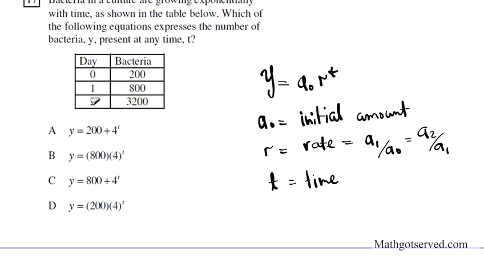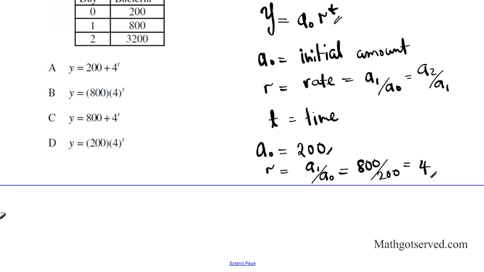Okay, so what's the initial amount at day 0? A sub 0 is 200. What is the growth rate? What do we keep multiplying by every single time? Well, let's see. I can do a1 over a sub 0 or 800 over 200. If I divide that out, that's 4. So it gets multiplied by 4 every time. So if I plug in 200 and 4 into this equation right here, that's going to give me the equation of the bacterial growth, which is y equals initial amount 200 times the growth rate, which is 4, raised to the t power. Okay, so the answer to this question is A. Alright, moving along.